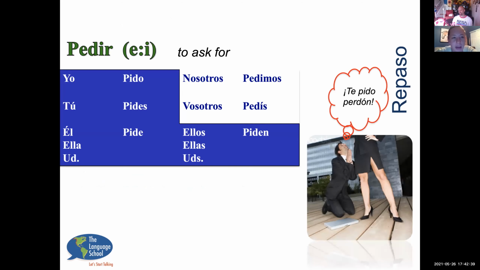Pedir is a verb that changes in the stem, from e to i. Yo pido, tú pides, él pide, nosotros pedimos, ellos piden. Okay? And pedir includes "to ask for," so it's like a phrasal verb in English, right? We have the example here: te pido perdón. I ask you for forgiveness.